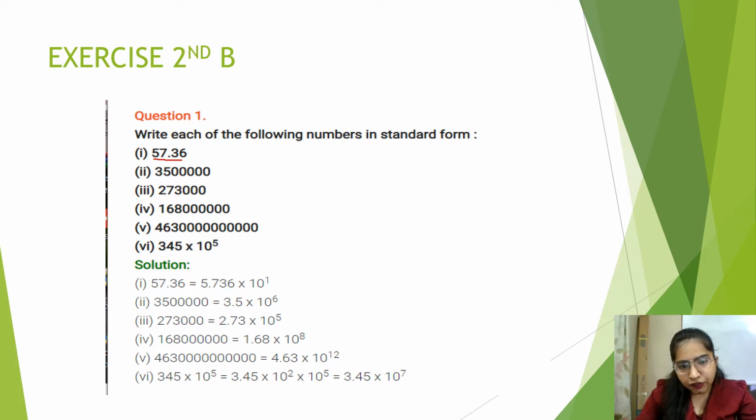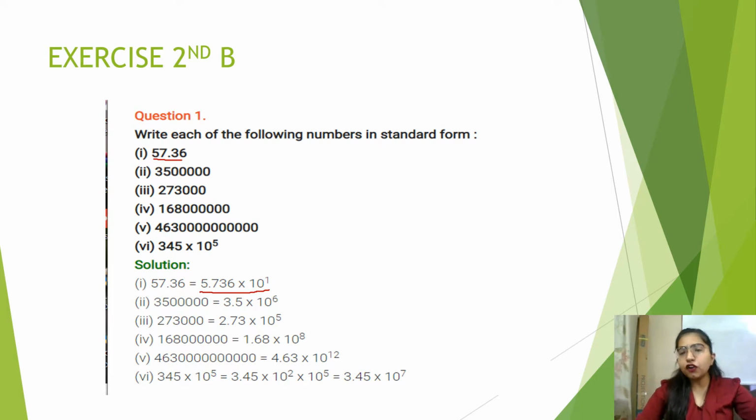How will you convert this into standard form? See, 57.36 is here. You just shift the point one digit to the left side, right? It will become 5.736. But it's not your choice to shift like this only; you have to change something also. What do you have to change? You have to multiply by 10, because you are shifting the point one digit to the left side. So it will be 5.736 into 10.